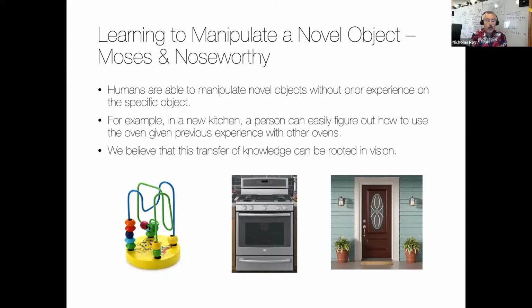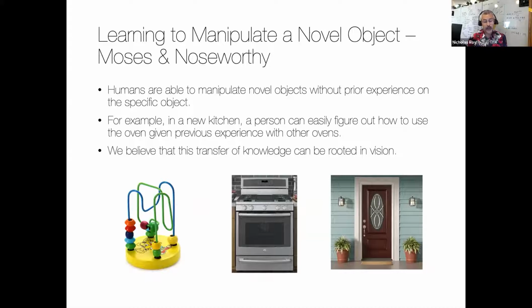And what is actually driving that? Well, certainly our understanding of how ovens work, expectation that there are knobs that turn the oven on, set the temperature, etc. We might even have an understanding of baking versus broiling, etc. But what are the cues that you're using in order to actually transfer that knowledge from one oven to another? And we very much believe that this transfer of knowledge is rooted in vision, is that you can very quickly perceive ovens. You can very quickly perceive doors and understand how they work.